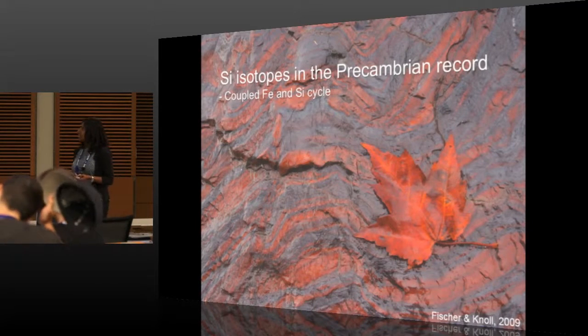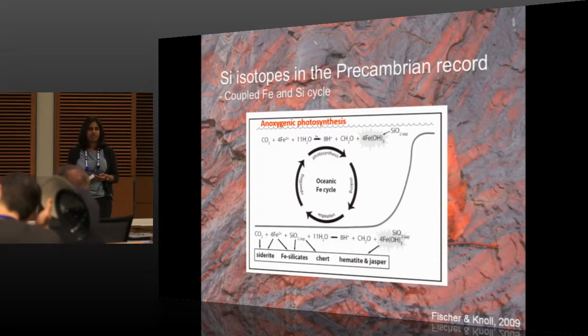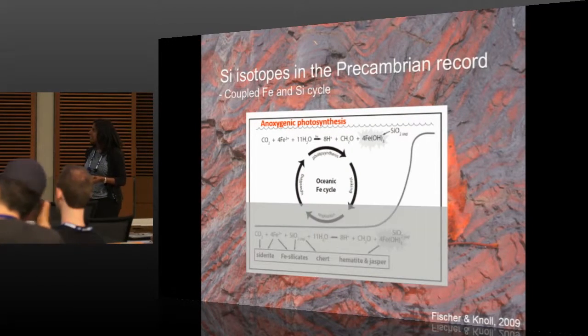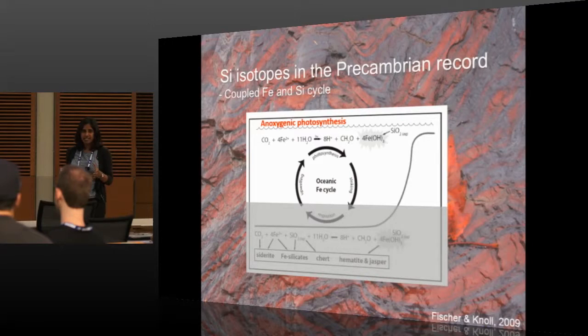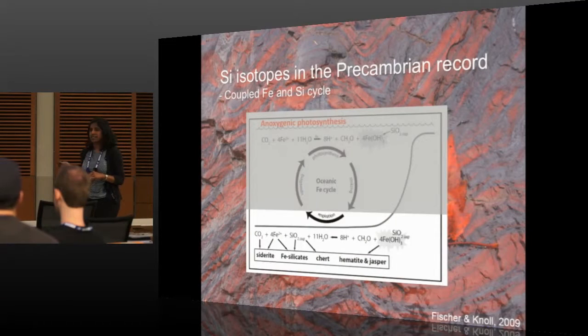So the first model here is the iron and silica cycle model that was proposed by Fischer and Knoll. They proposed that in the photic zone where anoxygenic photosynthesis takes place, you have ferrous iron, which gets oxidized into ferric hydroxides. And then the silicon dioxide in ocean waters has a high affinity to sorb to ferric hydroxides. Once the sorption takes place, the ferric hydroxides then sink to bottom water and undergo reductive dissolution. With reductive dissolution, we have a ferrous component of iron, and we have the silicon dioxide that can then combine and form iron silicates.